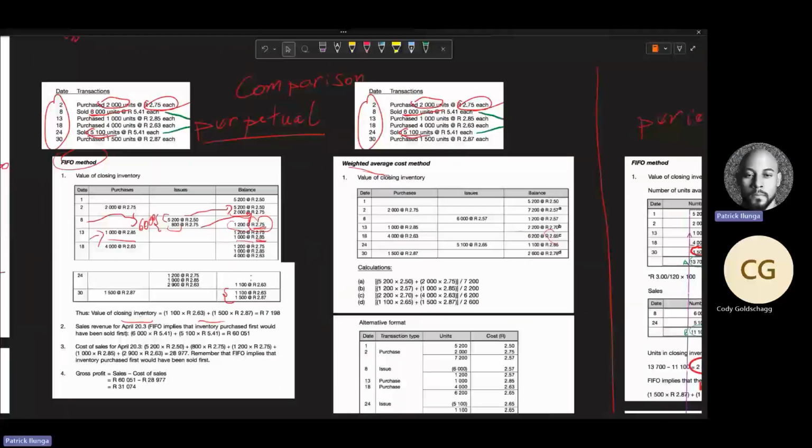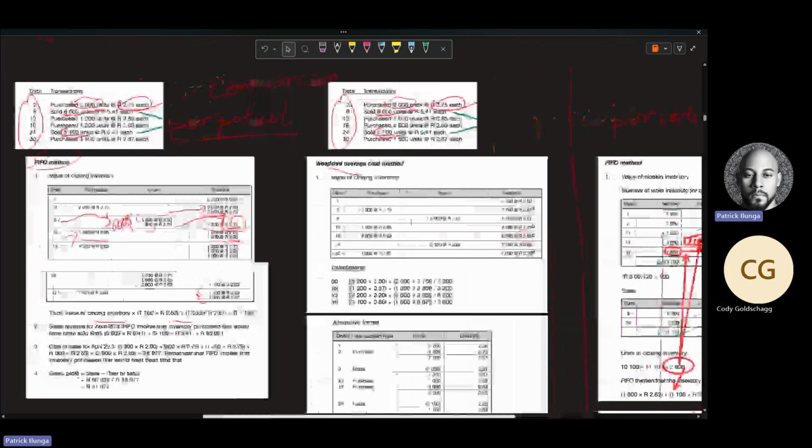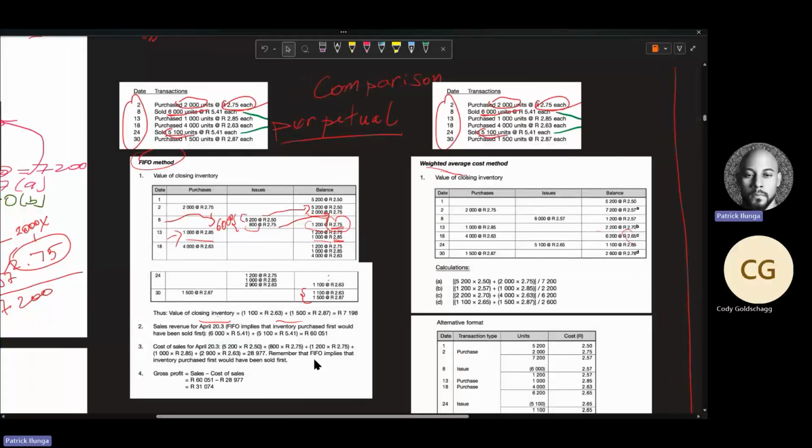So we will have the perpetual, and we will look at the FIFO in the perpetual, and we will look at the weighted average in the perpetual inventory system. And then I've provided you also with the periodic next to it so that you can see the difference between these. And I'm sure that by the end of this class today, this will be already a big chunk, close to half of your learning unit 5, right? So let's go deeper.